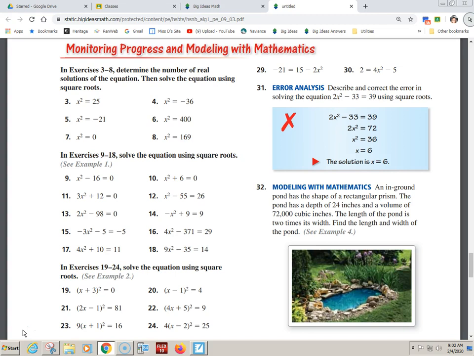Those are perfect squares, right? 1 squared is 1, 2 squared is 4, 3 squared is 9, 4 squared is 16, 5 squared is 25, 6 squared is 36, 7 squared is 49, 8 squared is 64, 9 squared is 81, 10 squared is 100. We're getting close. 11 squared is 121. 12 squared is 144. 13 squared is 169.